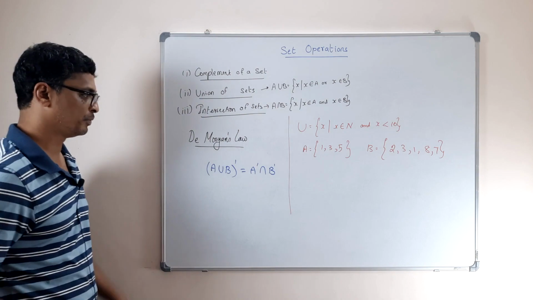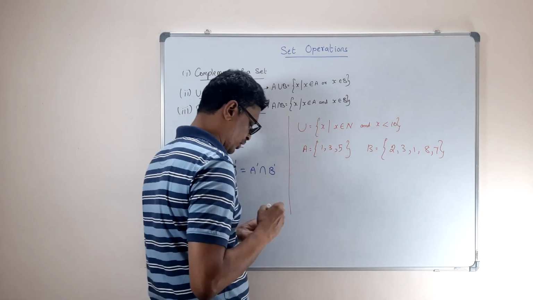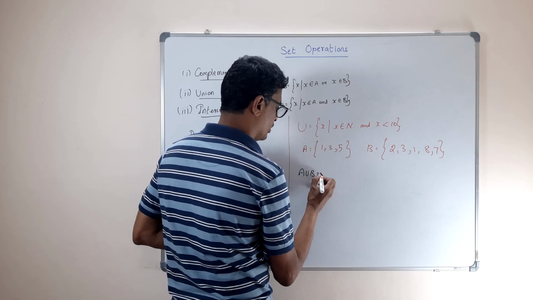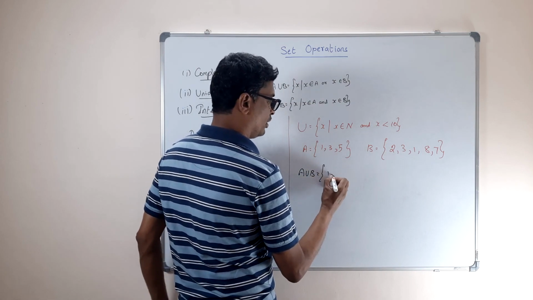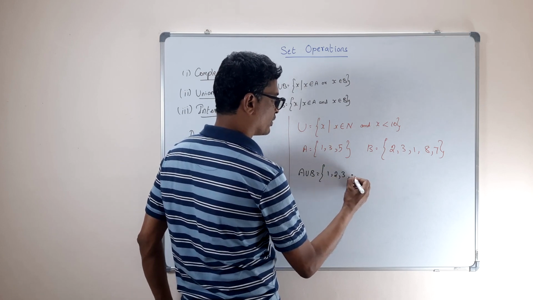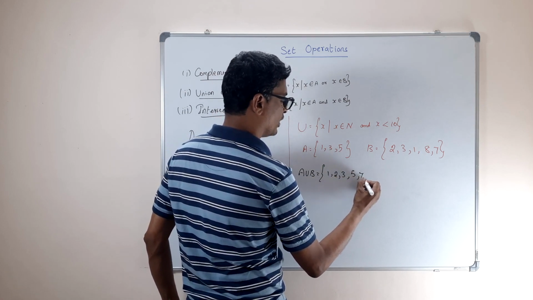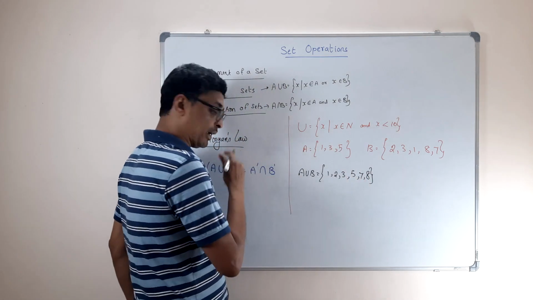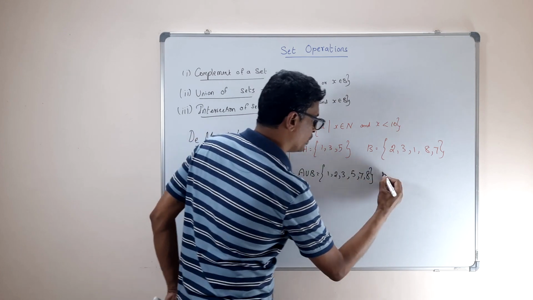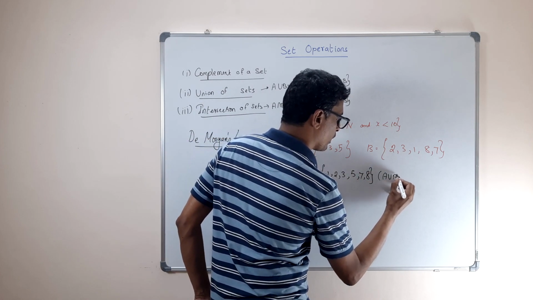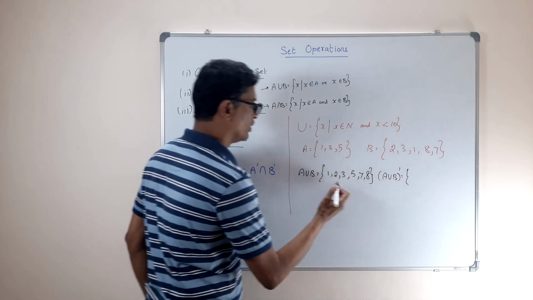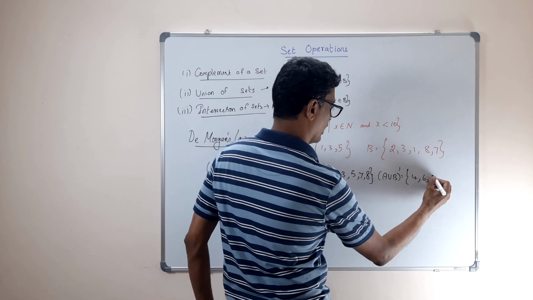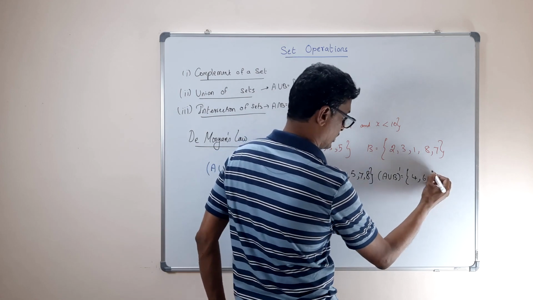Okay, so let us prove it. What is A union B? Tell me. So now we are going to prove this. A union B is 1, 2, 3, 5, 7 and 8; 4 is not there. Now the complement of A union B will be what? 4, 6, 9. That's it. Correct?